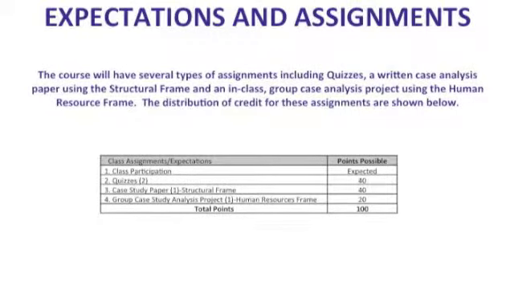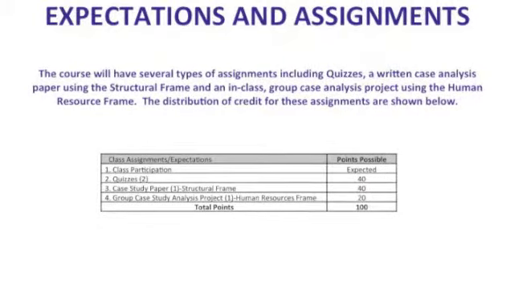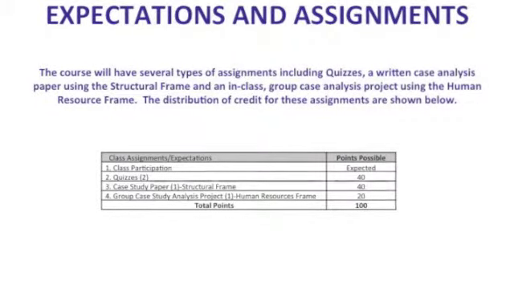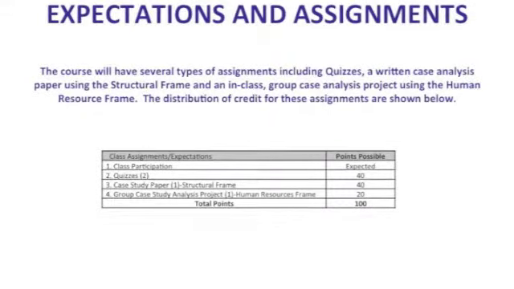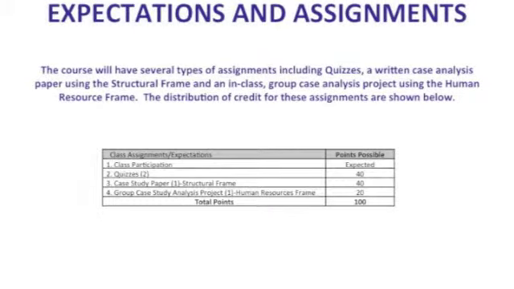That case is 40 points. In addition, you'll do a group case analysis on the Robert F. Kennedy case study using the human resource frame. That work carries 20 points total. In sum, the course will be 100 points.